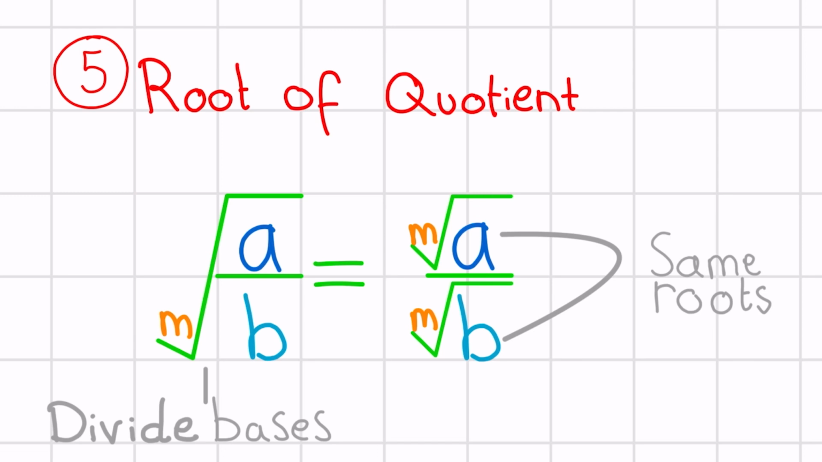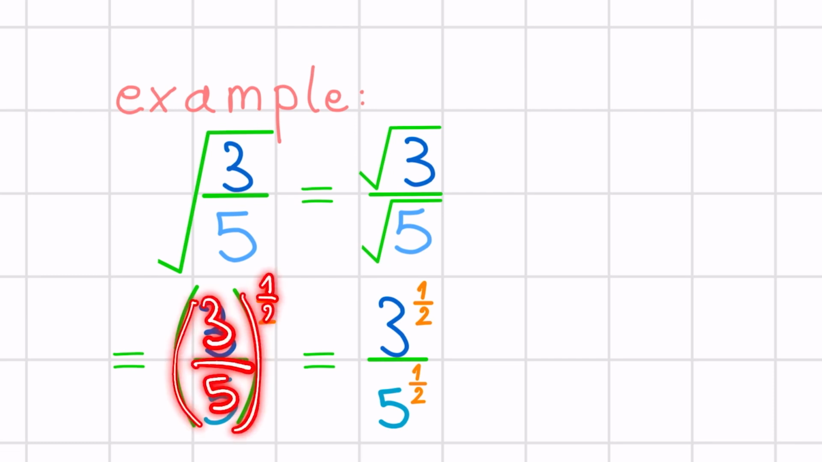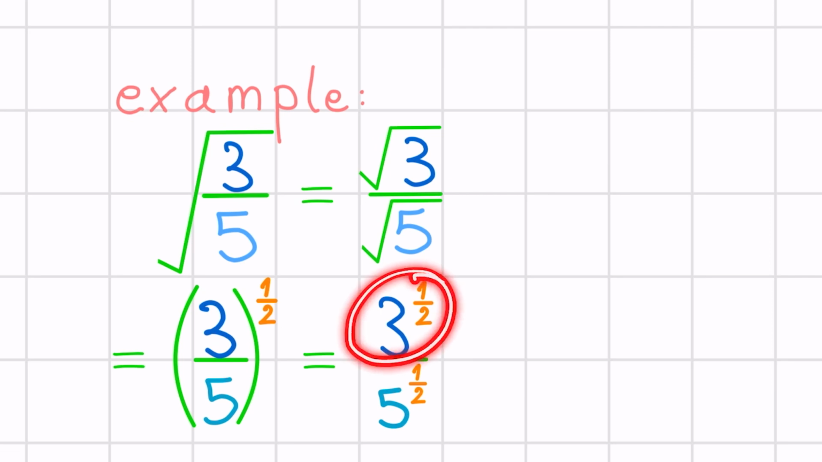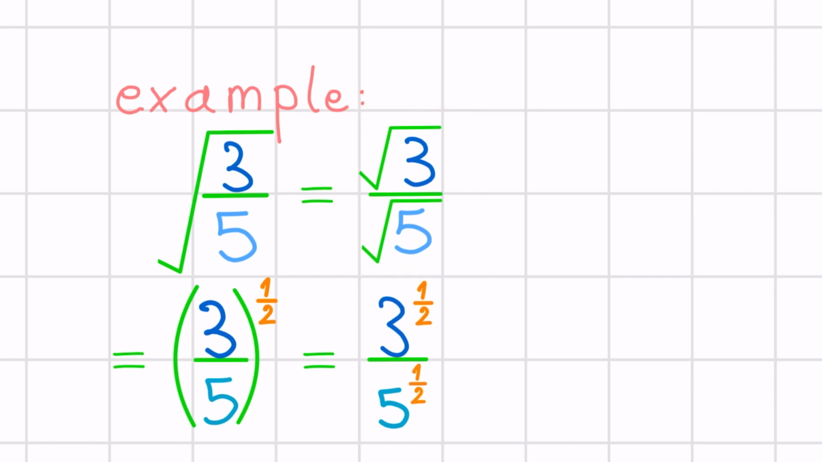Okay, we have the root of a quotient, same idea. This time we're just dividing the bases. So here I have 3 divided by 5, and I'm taking the square root. So this is the same thing as 3 divided by 5 raised to the power of 1 over 2. And I can apply the power of 1 over 2 to both of the bases, and I'll be left with the square root of 3 divided by the square root of 5.